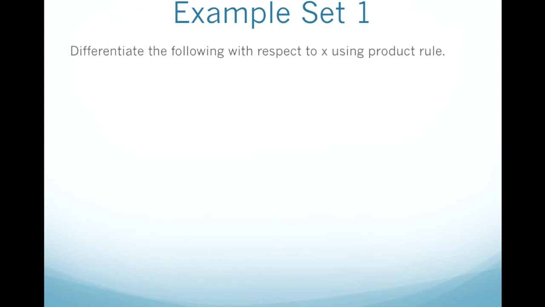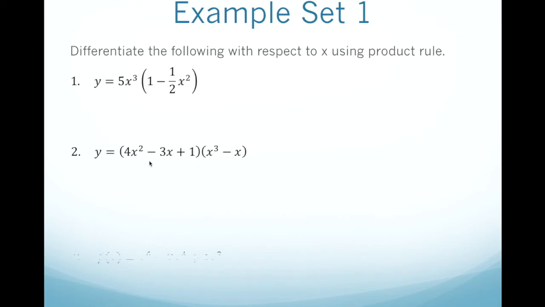Now let's have this first set of examples. Differentiate the following with respect to x using the product rule. The first one is this, wherein you can see that there are two factors, so you can apply the product rule. The second one is the same thing, we have two factors here. For number 3, it is not yet in factored form, so this might involve factorization. Take a look at this so that you can practice applying the product rule.